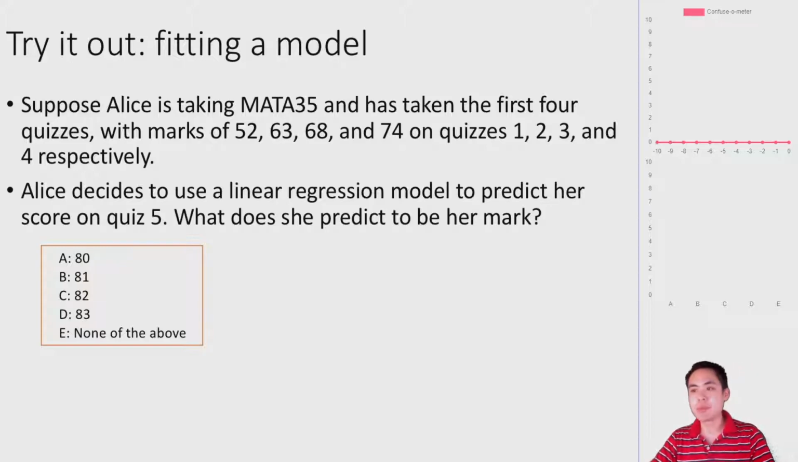So notice that Alice has been doing better on the various quizzes, and so you probably expect her quiz 5 mark to be higher. And the question is, how much higher?